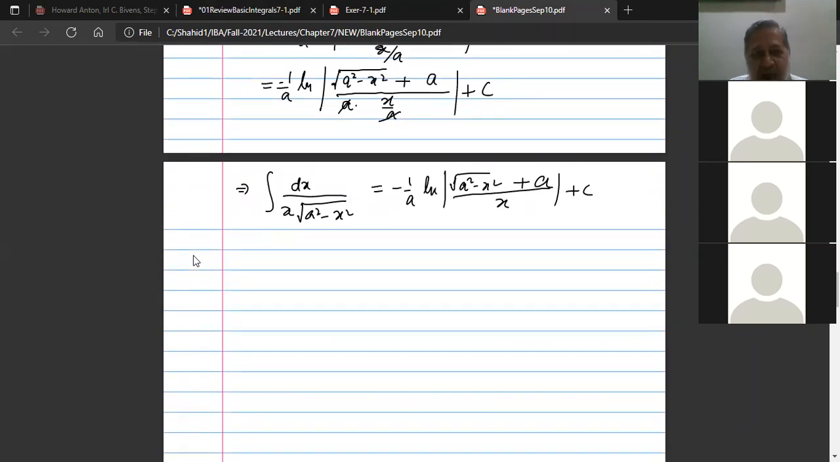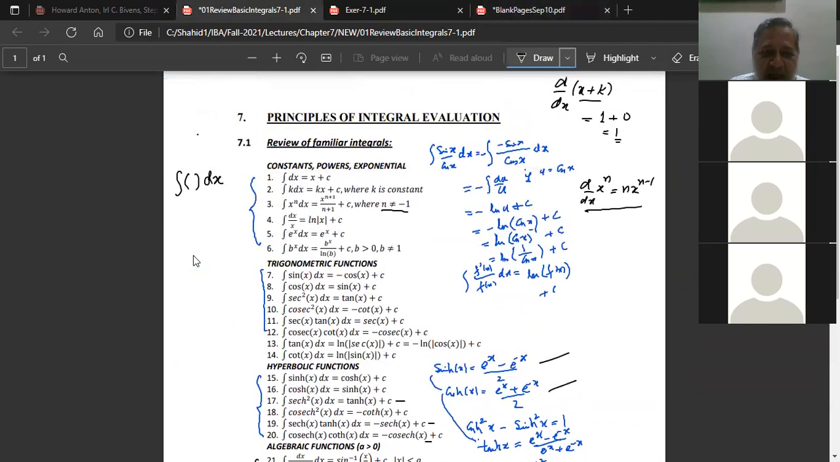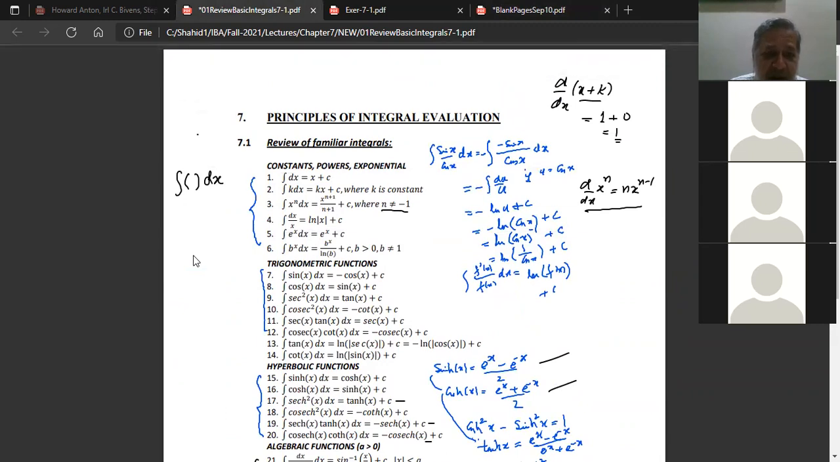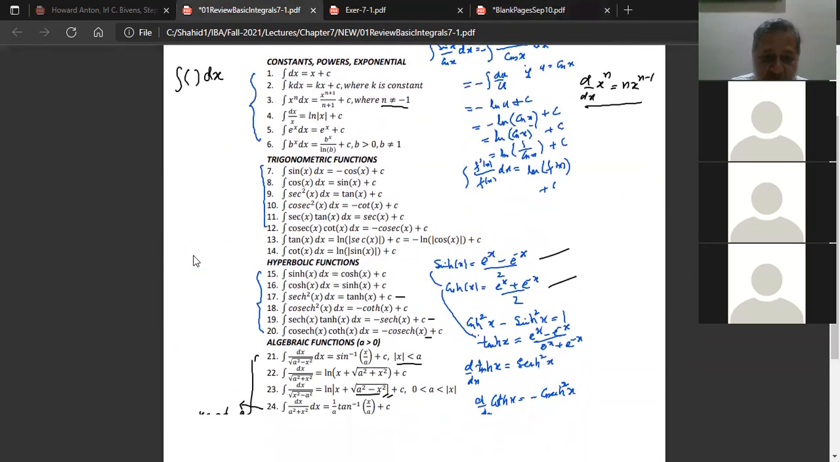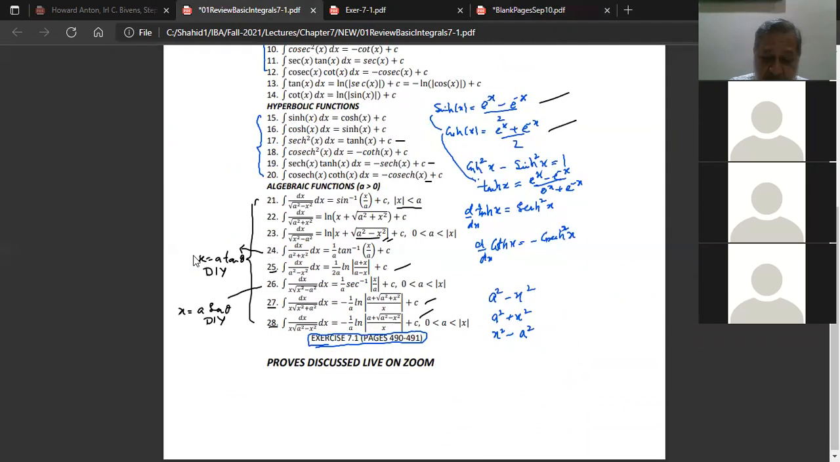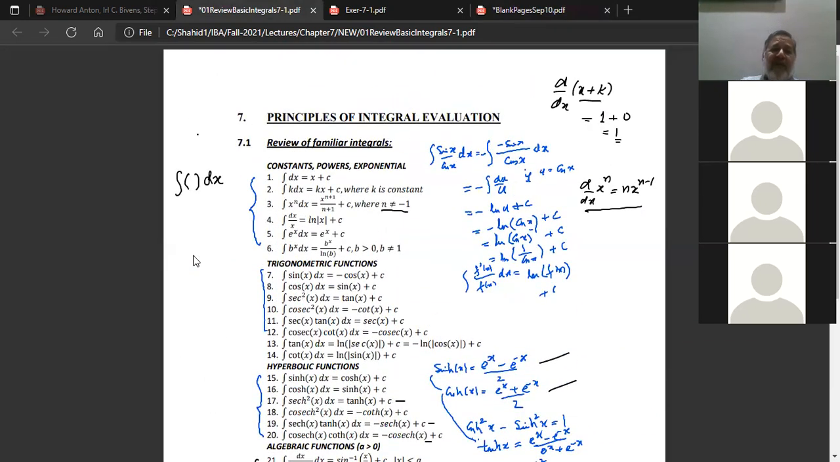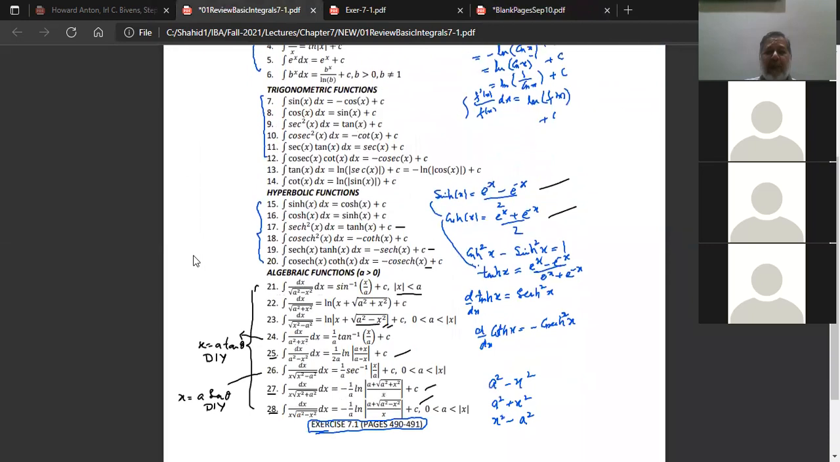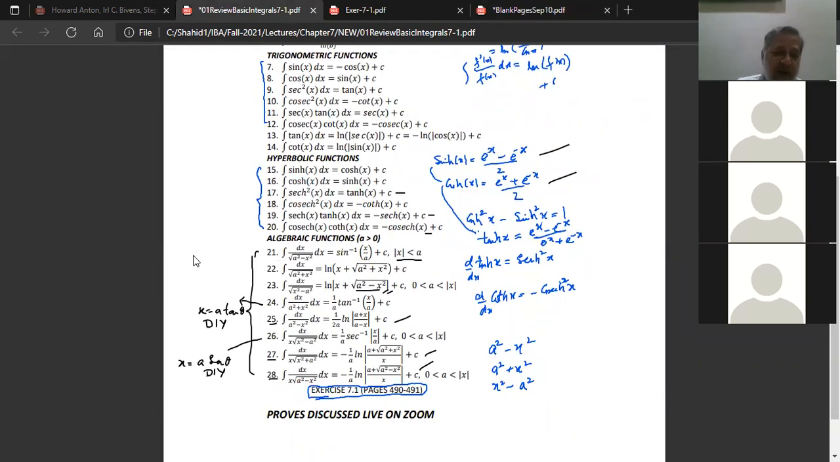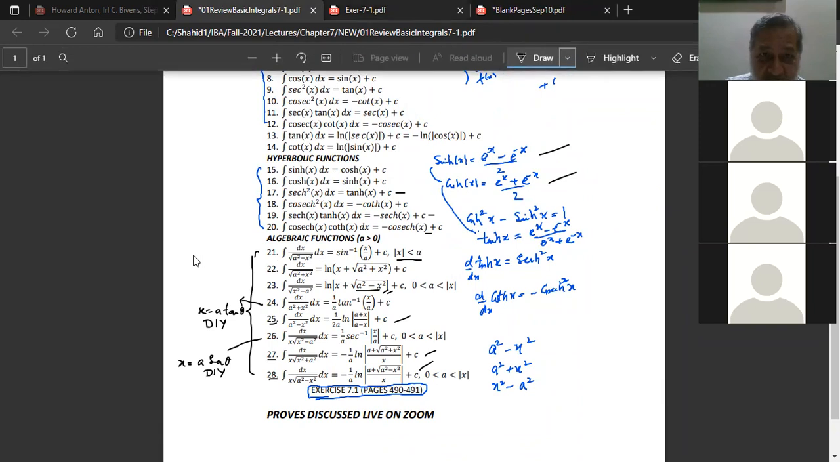With that, I conclude today's discussion, and I have just discussed familiar integrals as the first part for principles of integral evaluation. From very simple integrals to very complicated integrals, जिनको हम कह रहे हैं some familiar integrals. But how we work out more complicated ones, we need to learn a few techniques.